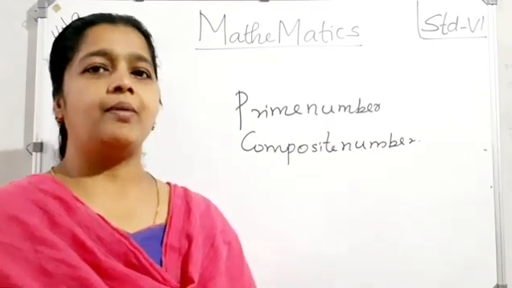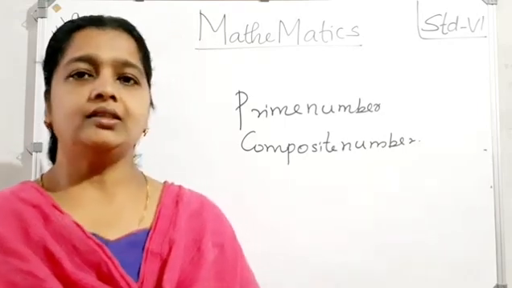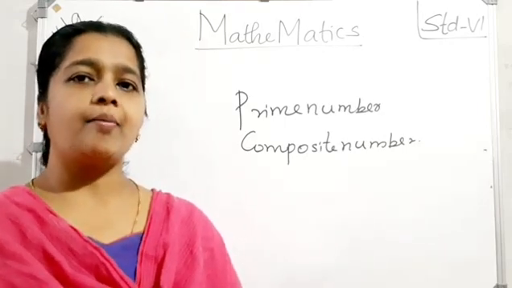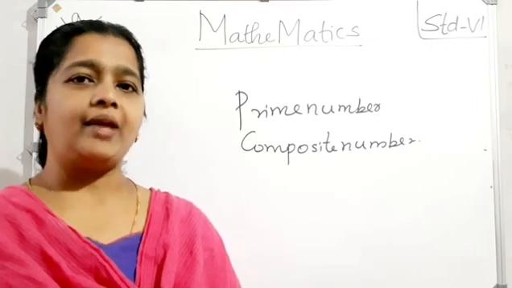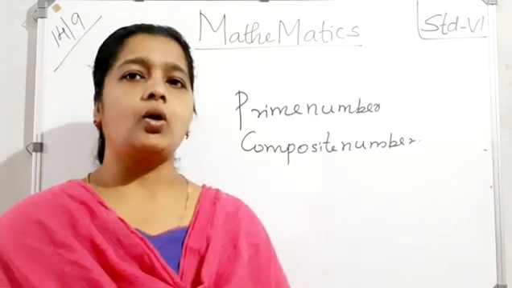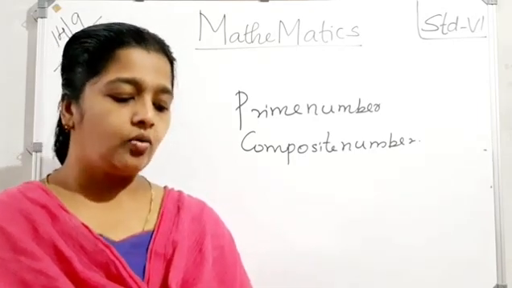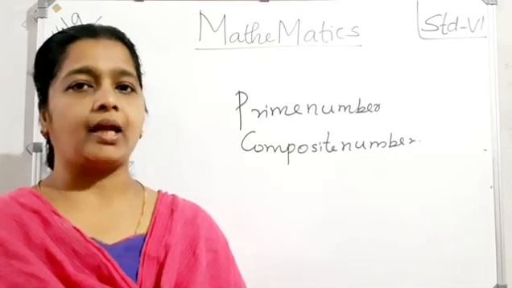A prime number means a number other than 1 whose only factors are that number and 1. That is known as a prime number. Once more, the numbers other than 1 whose only factors are 1 and the number itself are called prime numbers.